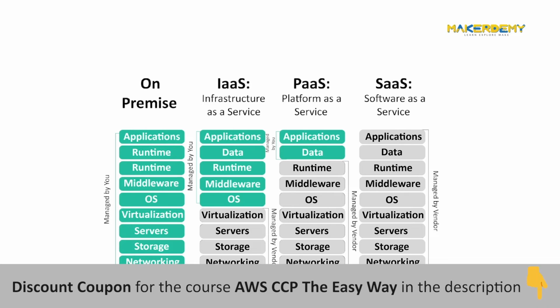In IaaS, only servers, storage, and networking are managed by cloud service providers. OS, runtime, data, applications are to be maintained by you. In PaaS, servers, storage, and networking, OS, runtime are managed by cloud service providers. Data, applications are to be managed by you. In SaaS, servers, storage, and networking, OS, runtime, data, applications, all of them are managed by cloud service providers.